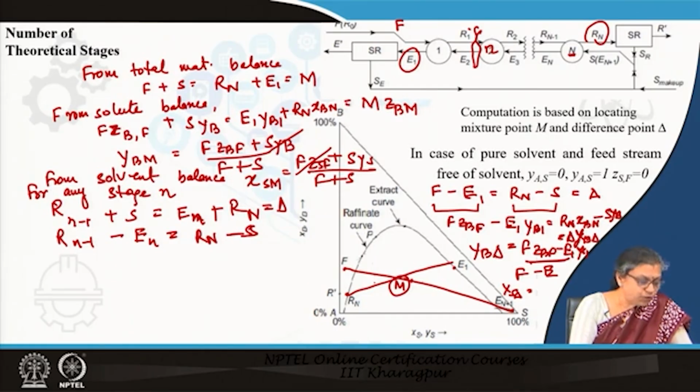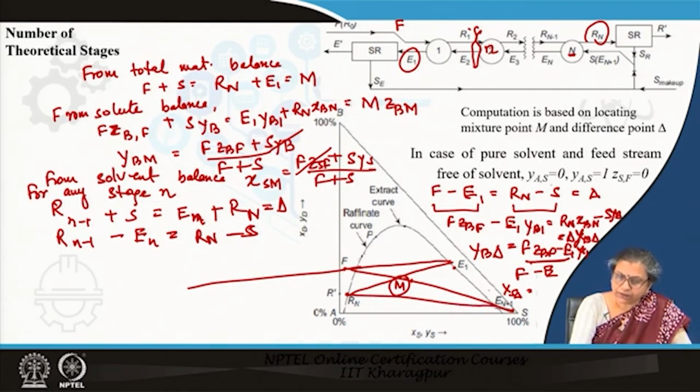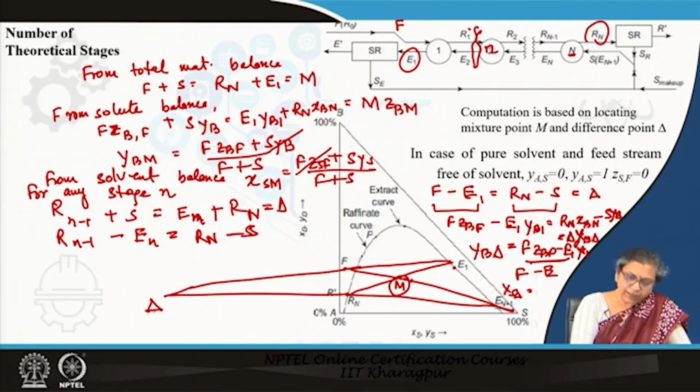So, therefore, from here what do we get? We get that if we have a point, say F and E1, suppose I join F and E1 and extend it this side, and I join Rn minus 1 and S, or if it is En minus 1, and I extend it here, and I find that it joins at a point delta.